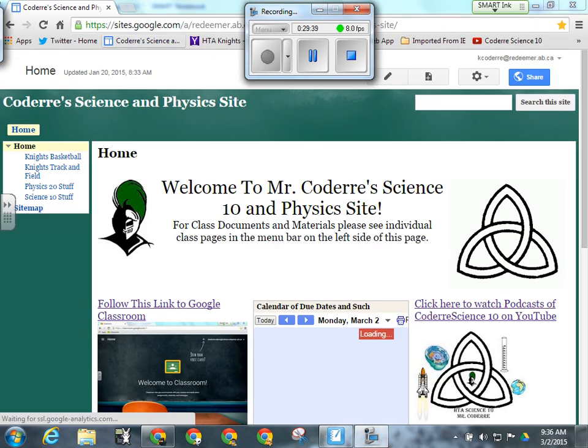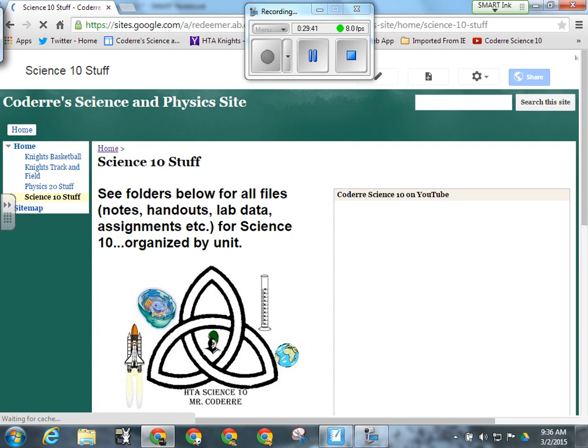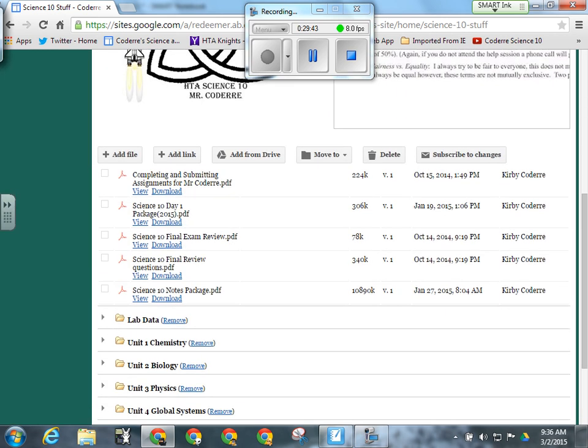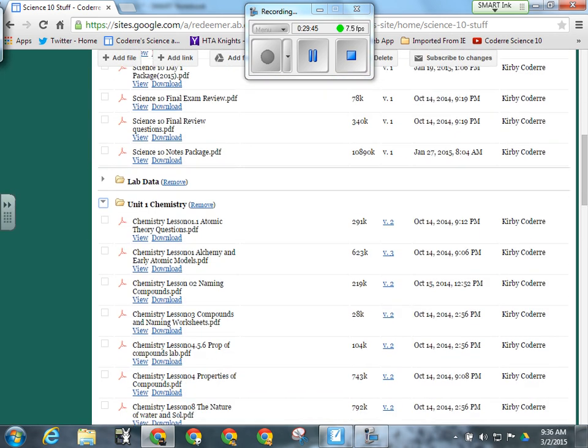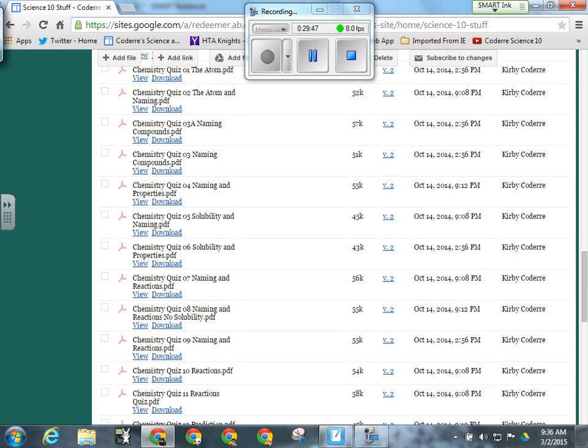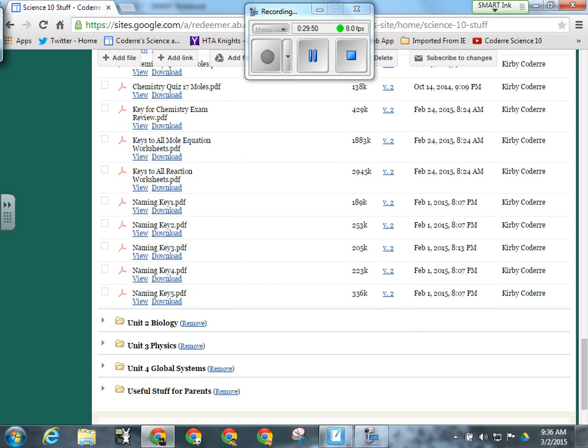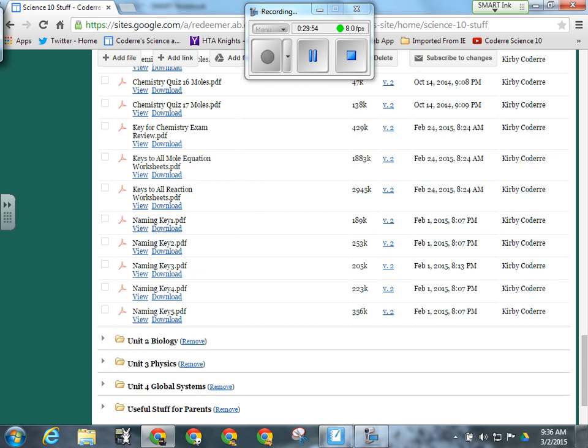Okay, so in Science 10 stuff, go down to the chemistry folder, and I think it's called Keys to Prediction Worksheets. No, sorry. It's under keys to all reaction worksheets. It's in that same key you've been using. The keys for this one and for the two that I gave you today should also be in that file. Just got to go through it a little ways. Be like page 5 or 6 or something. So that's where you can find those ones.